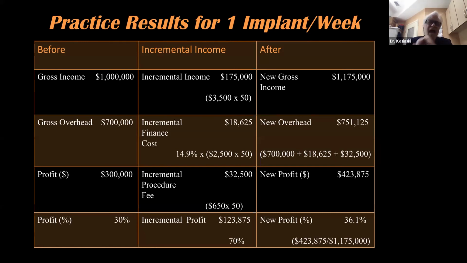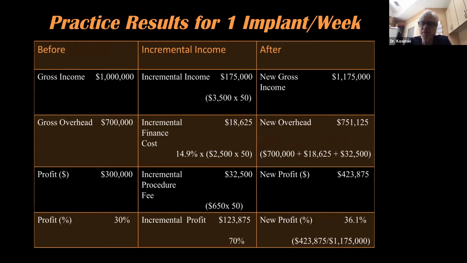Let's assume that every patient took credit at the highest percentage rate, nearly 15%. That costs out of pocket over $18,000. Procedure fees, we talked about the numbers, and you need to know these numbers, doctor. Costs for the implant, etc. Again, that's cost out of pocket, over $32,000. But it gives us a profit of 70%.